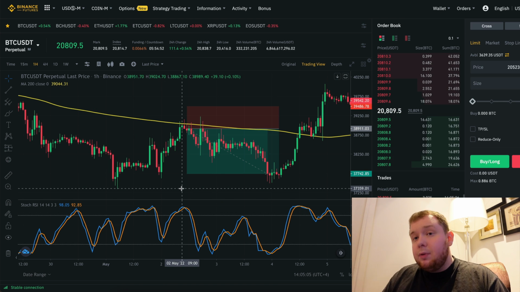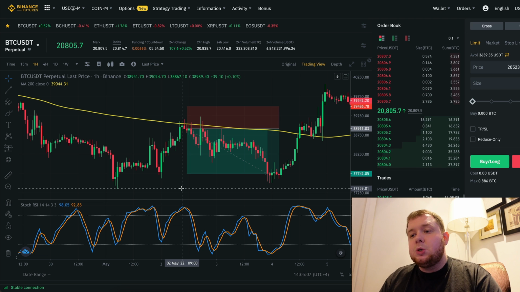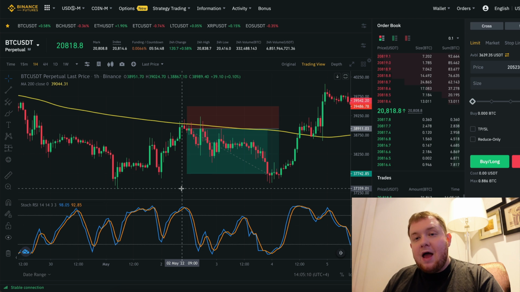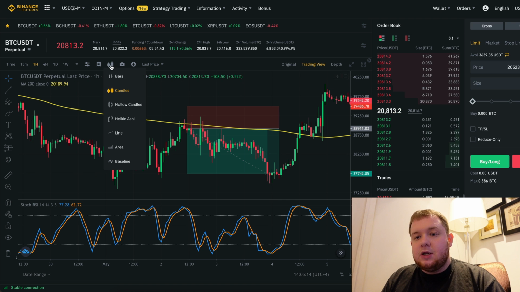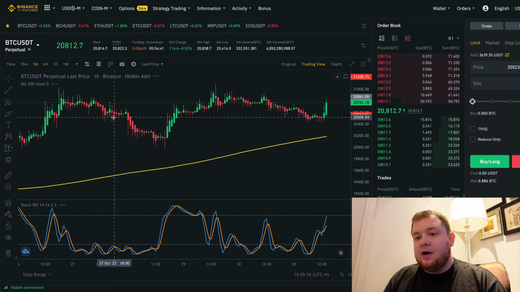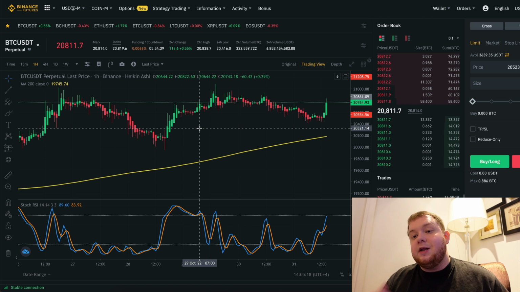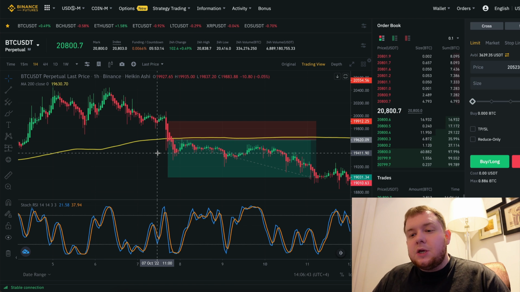Then if we want to be triply sure, we then want to make sure we have more than one bearish or red candlestick on the Heikin-Ashi candles. So just check that these candles are in fact on Heikin-Ashi. In fact, now they are not. So this is where we need to change it. All right, so now we've changed the candlesticks to Heikin-Ashi.